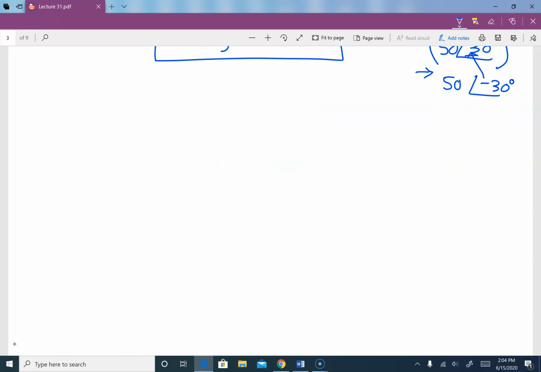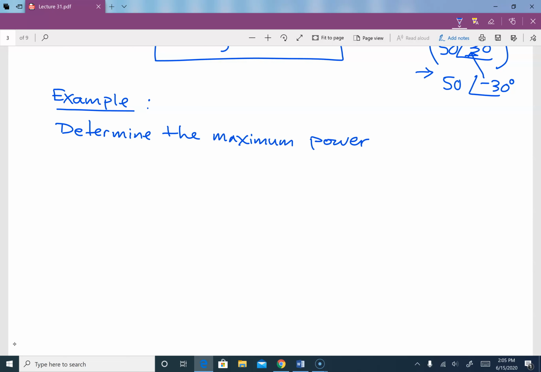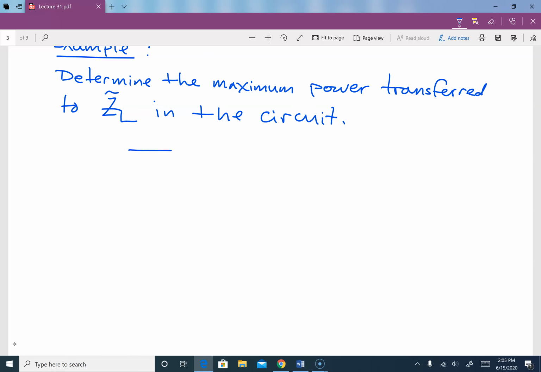So let us go with another example here. Determine the maximum power transferred to ZL in the circuit. And our circuit looks like this.